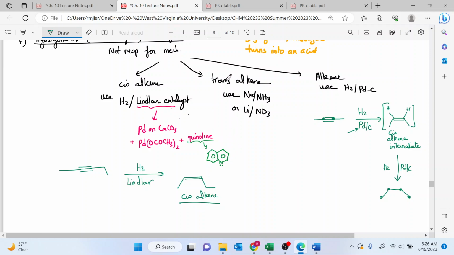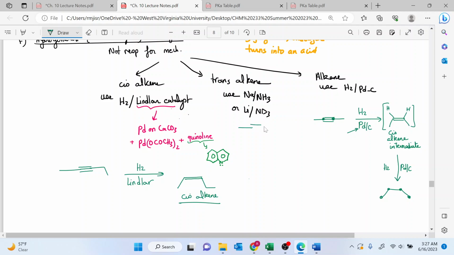Now, I can also form the trans alkene, and for those you are not responsible for the mechanism for those reactions, by simply using sodium in presence of ammonia or lithium in presence of deuterated ammonia. If I am using sodium in presence of ammonia, I would be adding two hydrogens that are trans with respect to each other. If I am using the deuterated ammonia, then I'm going to be adding the two deuteriums that are trans with respect to each other.